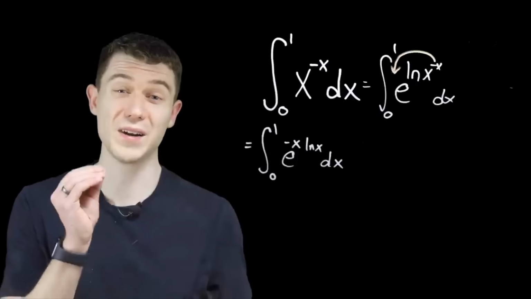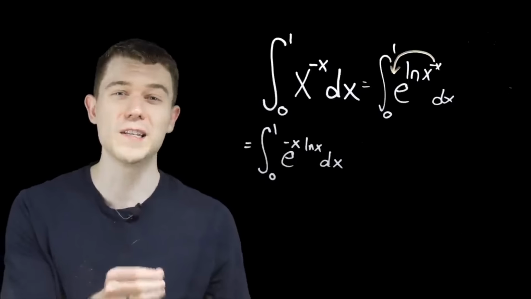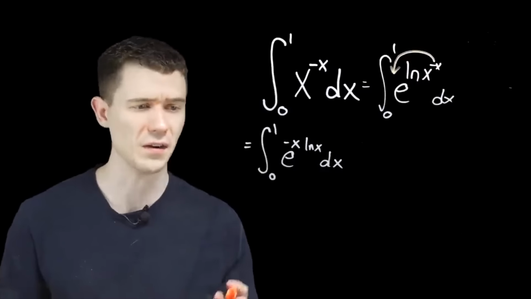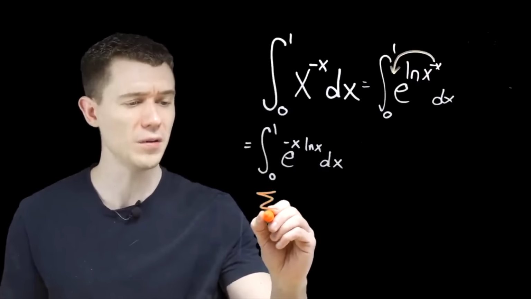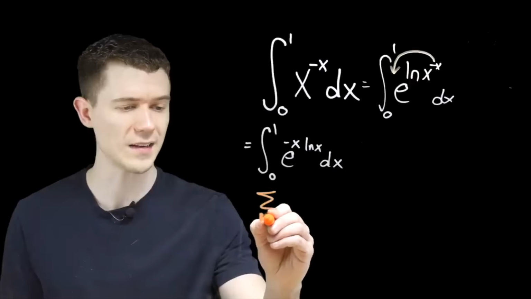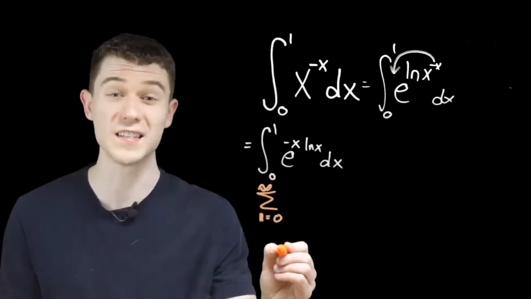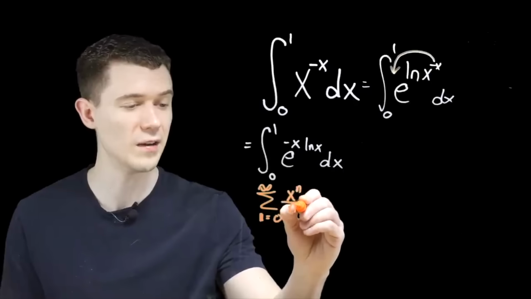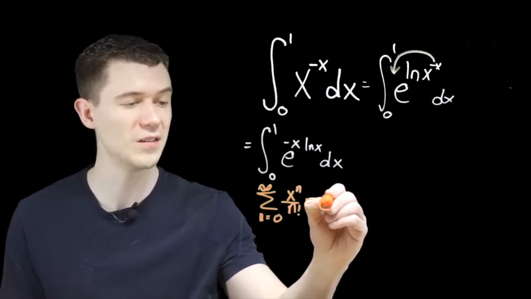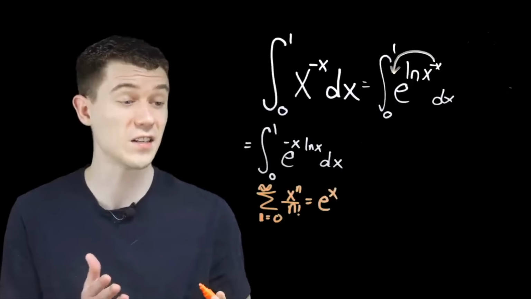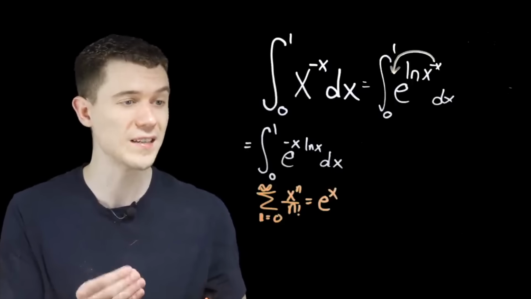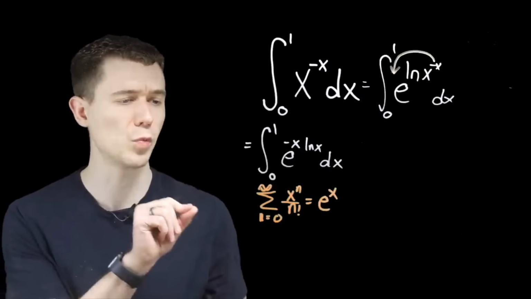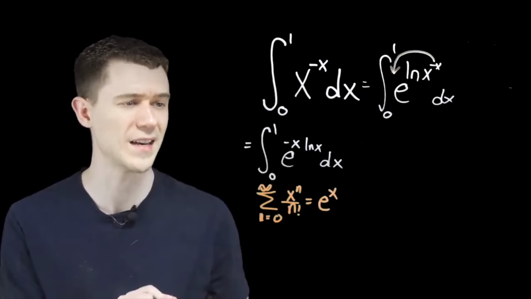So how do we integrate this? And this is the first place we need to draw upon some outside knowledge. We're going to use power series here. Remember, the power series of e to the x can be given as this, the sum from 0 to infinity of x to the n over n factorial. This is known to be e to the x. It's just, we don't have e to the x, we have e to the minus x ln of x. So we'll use this sum, but we'll replace x with minus x ln x.